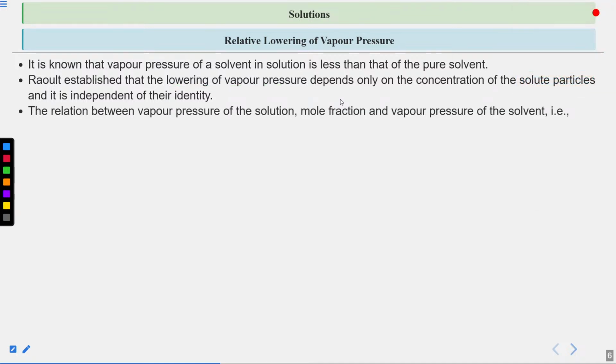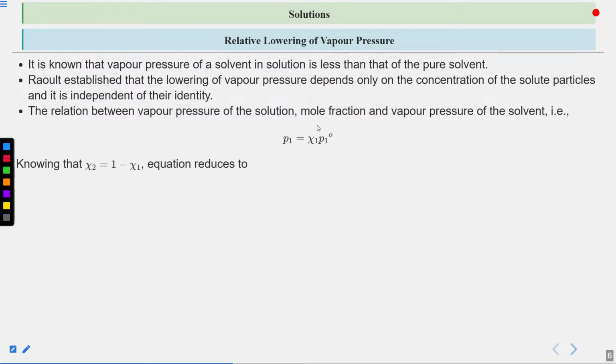The concentration term which we used to define this was our mole fraction, and this mole fraction is related to vapor pressure as P1 equal to chi1 P1 naught. Okay, so this P1 is the pressure of the volatile solvent and it is equal to chi1, which is the mole fraction of the solvent, multiplied by the pure solvent's vapor pressure.